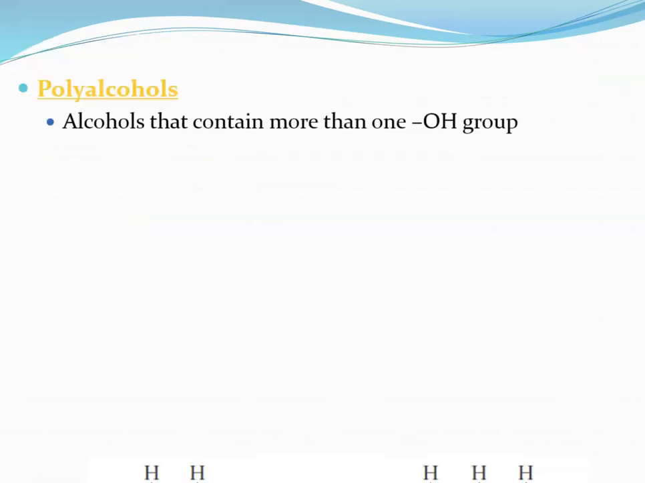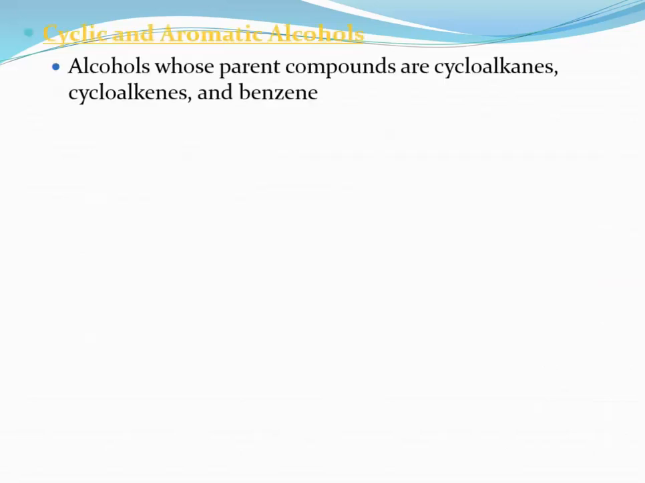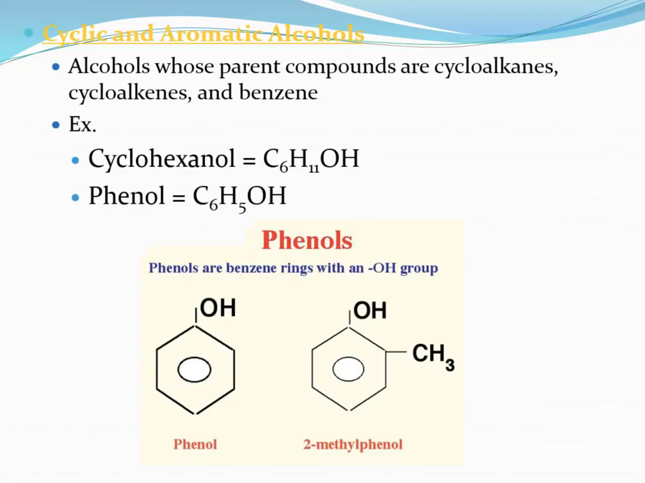Alcohols that contain more than one hydroxyl group are called polyalcohols. Notice how these two polyalcohols are named. The E returns to the alkane name when there are multiple hydroxyl groups. Hydroxyl groups can also bond to cyclic molecules. A benzene ring with an alcohol functional group is called phenol.